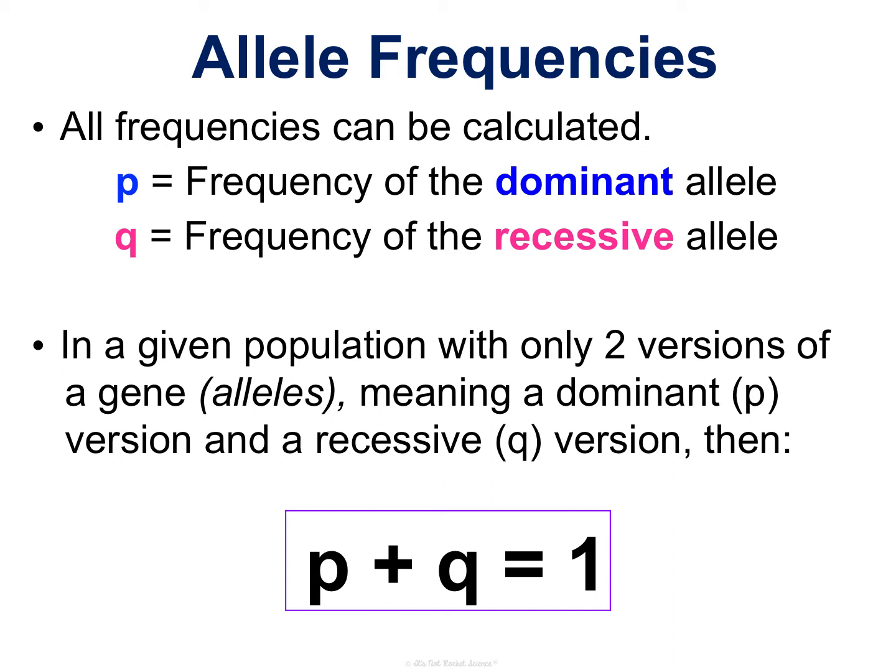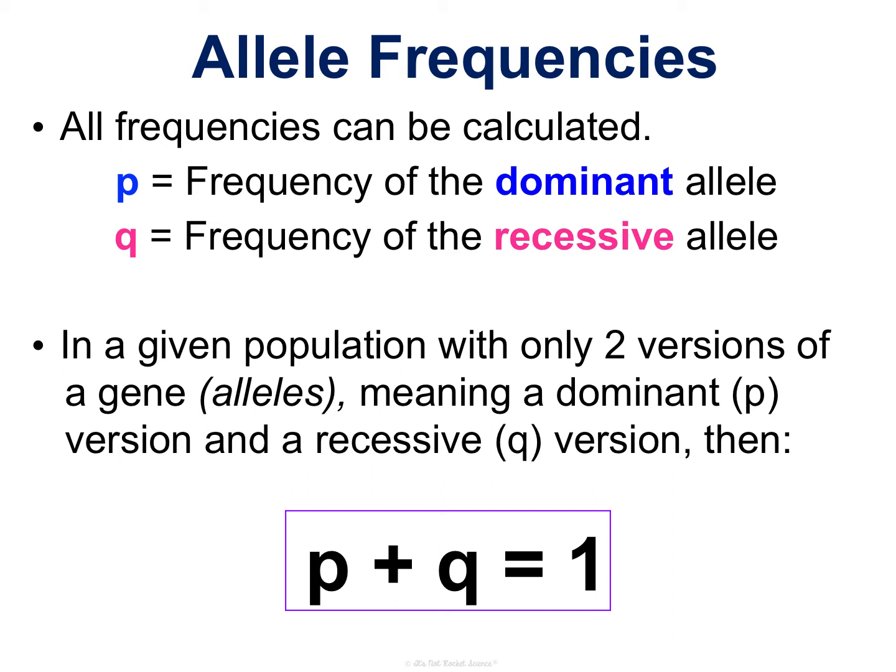In my equation, P is equal to the frequency of the dominant allele and Q is equal to the frequency of a recessive allele. So in a given gene, the dominant variety and the recessive variety. In a given population that only has two versions of this gene, a dominant version and a recessive version, the frequency of P plus the frequency of Q, the recessive part, is going to equal 1.